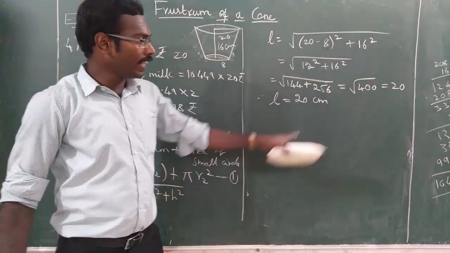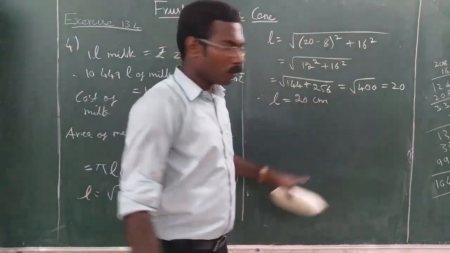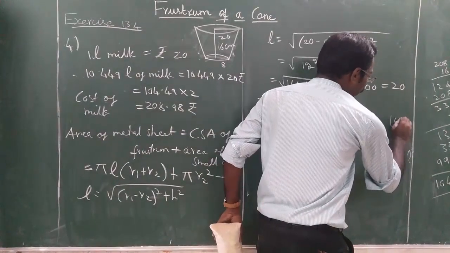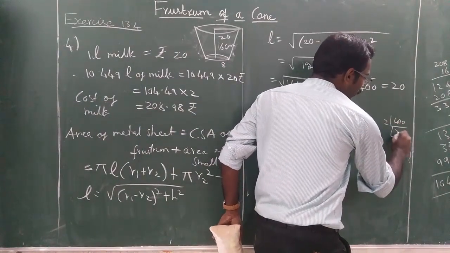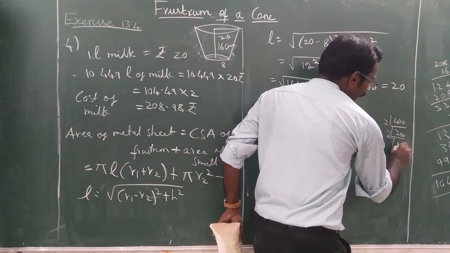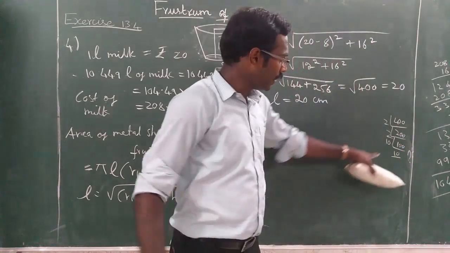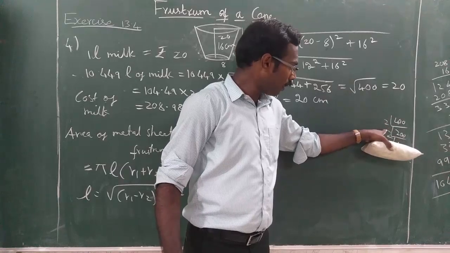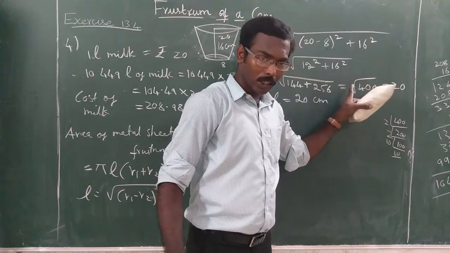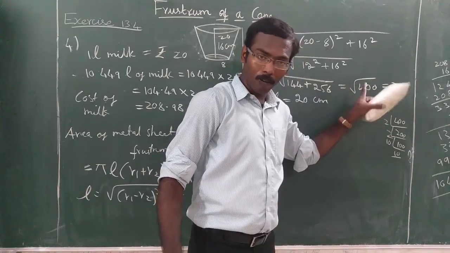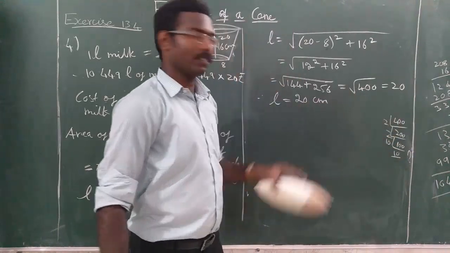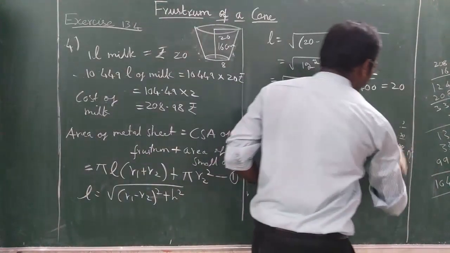Okay. So if you find it difficult to find the root of 400, you can take it like this: 400 divided by 2, then 200 divided by 2, 100 divided by 10. 10 times 10, 2 times 2. So instead of two 2s, I am taking one 2. And instead of two 10s, I am taking one 10. So it is 2 times 10, which is 20. Okay. So it's very easy.